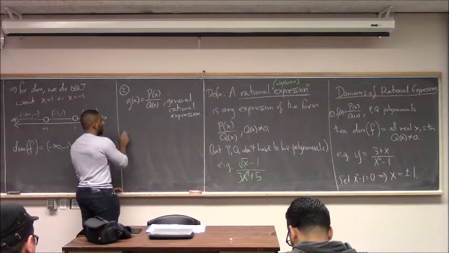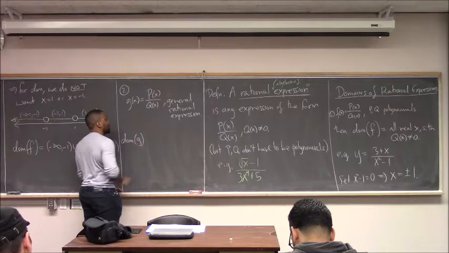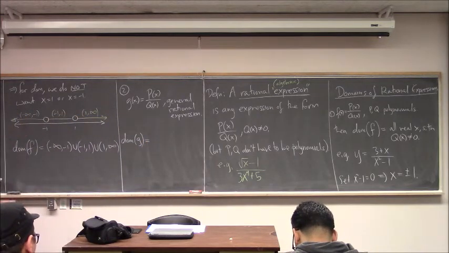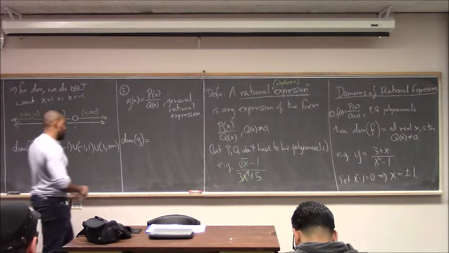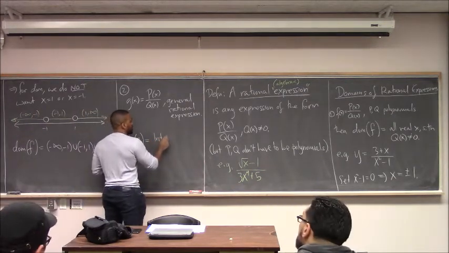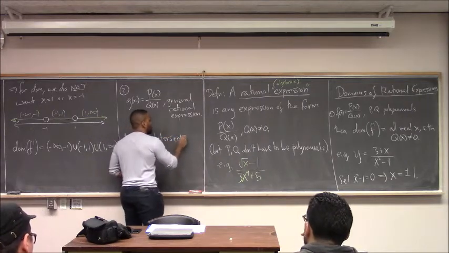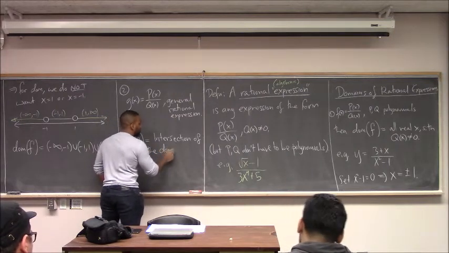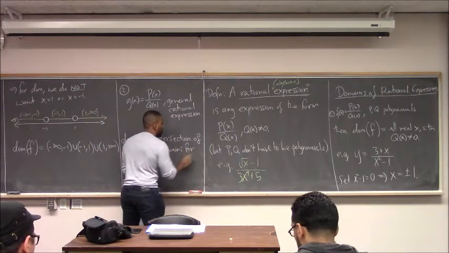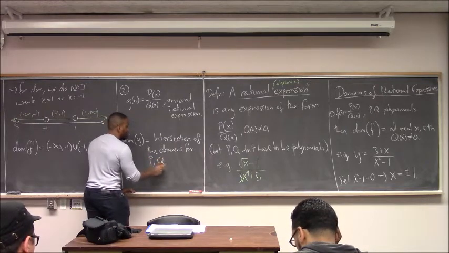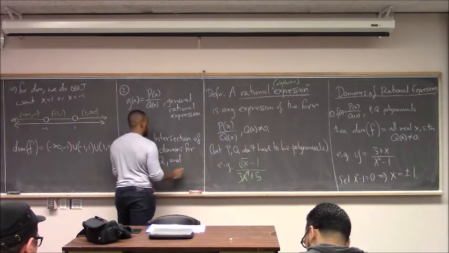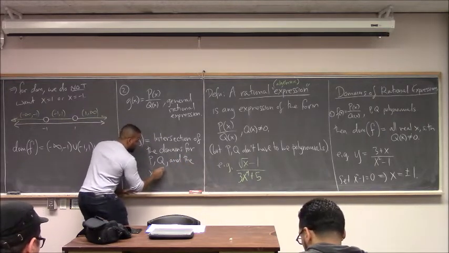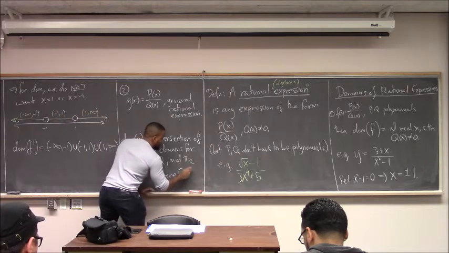And so the domain of g equals, it's a little bit more complicated. We've done an example like this before, but let me just remind you how we did it. It's an intersection of the domains for p, q and the x's where q is not 0.